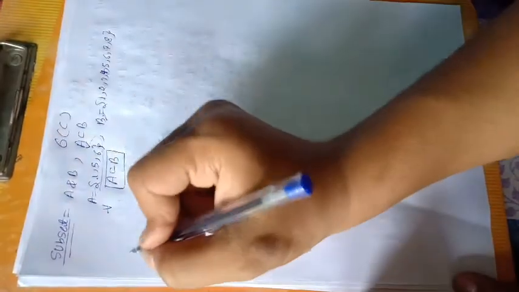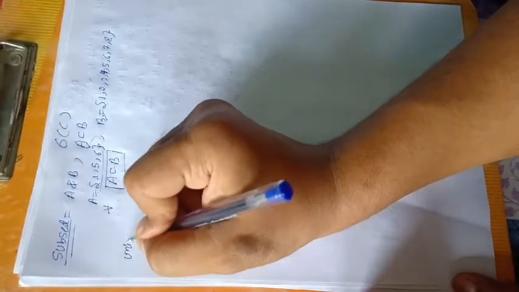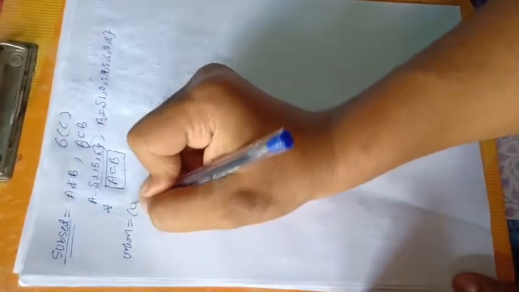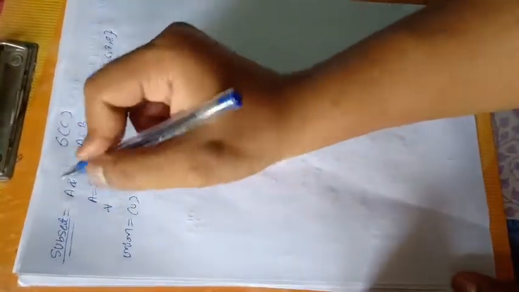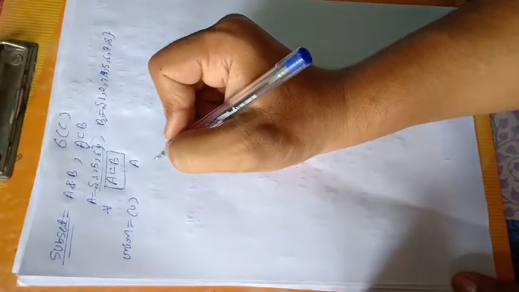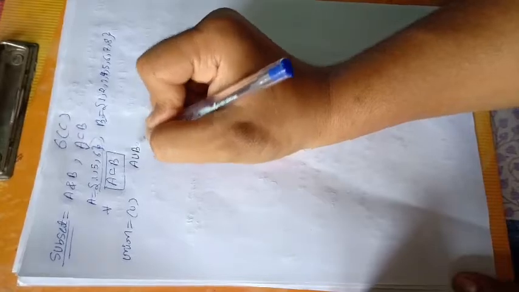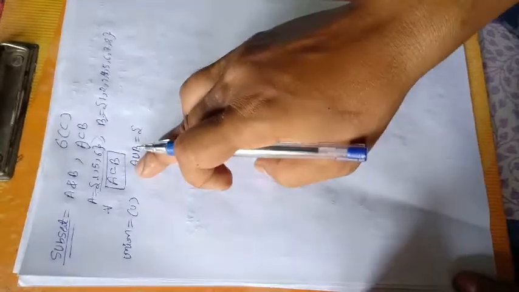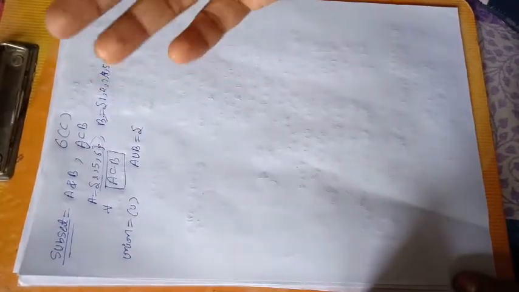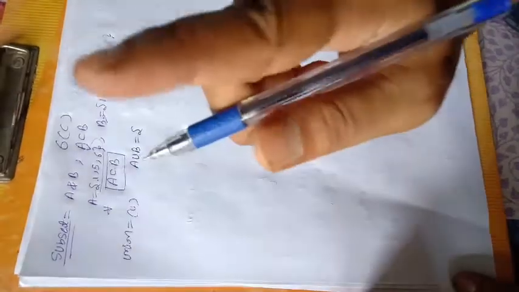Now union, denoted by U. Suppose A and B are two non-empty sets, so A union B equals the set of all those elements which are either in A or in B. Okay. And if elements are repeated, then we have to write them only one time.